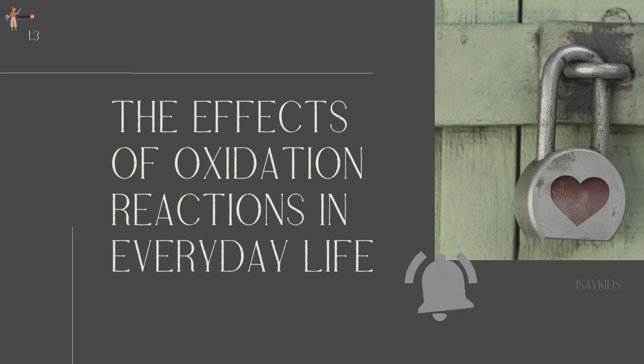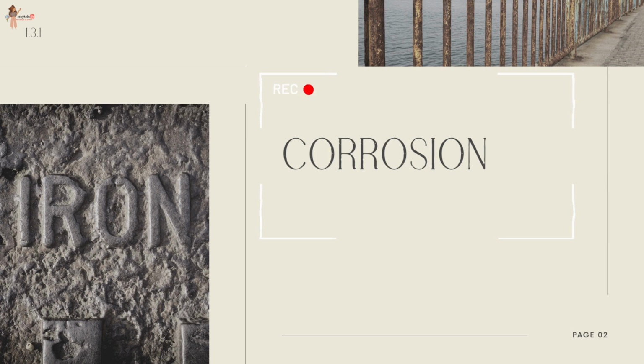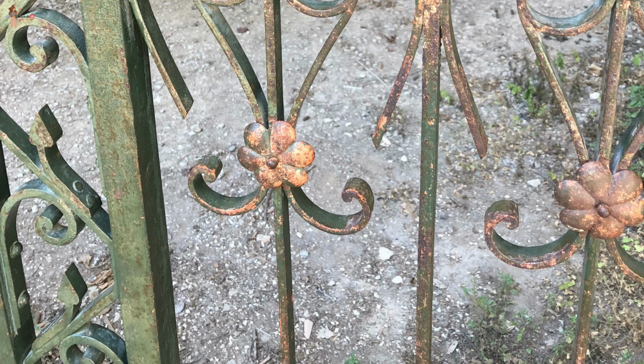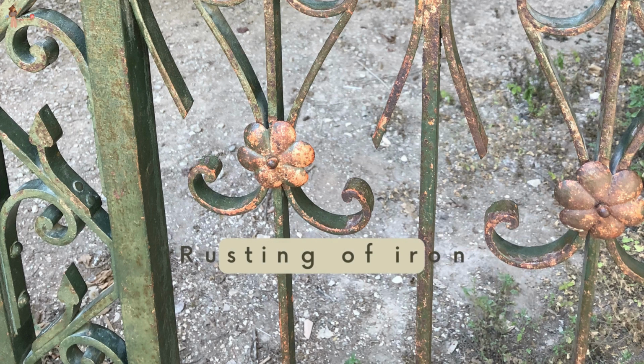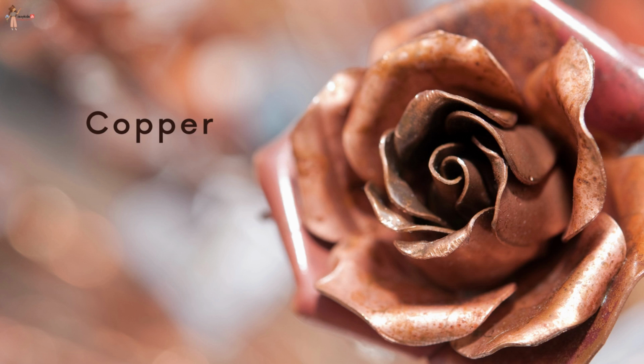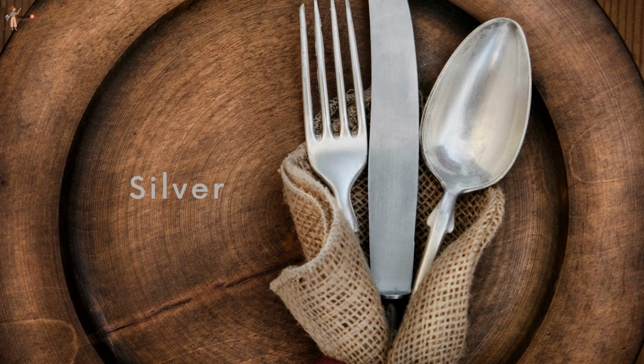Have you observed the effects of oxidation reactions in everyday life? The first is corrosion. You must have observed that iron articles are shiny when new, but get coated with a reddish brown powder when left for some time. This process is commonly known as rusting of iron. Some other metals also get tarnished in this manner. Have you noticed the color of the coating formed on copper or on silver?